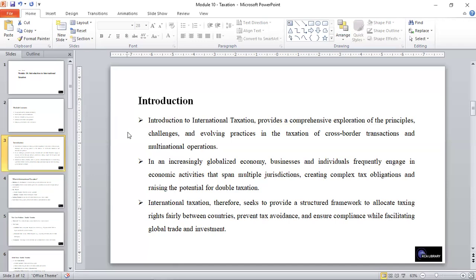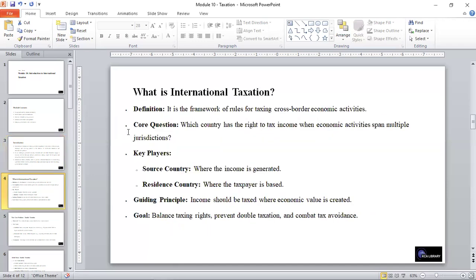International taxation therefore seeks to provide a structured framework to allocate taxing rights fairly between countries, prevent tax avoidance, and also ensure compliance while facilitating global trade and investment. What is international taxation then? It's the framework of rules that is put in place to ensure the taxing of cross-border economic activities.